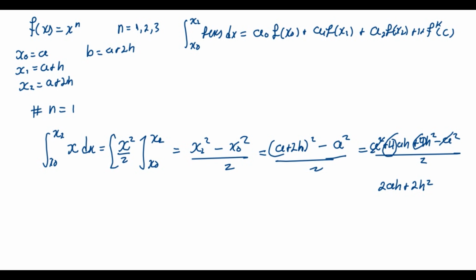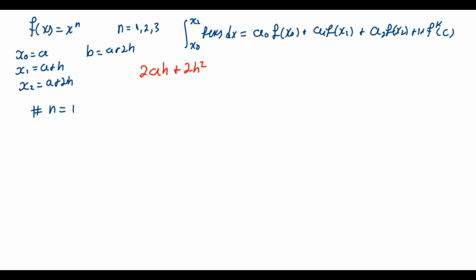So that is for this part. So let me write it down here, I'm going to need it again. So 2ah plus 2h squared. Okay, we are still under n is equal to 1. So let's get to this.